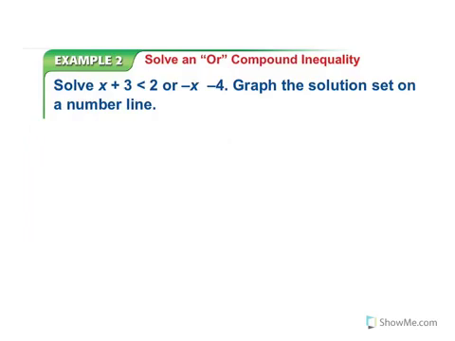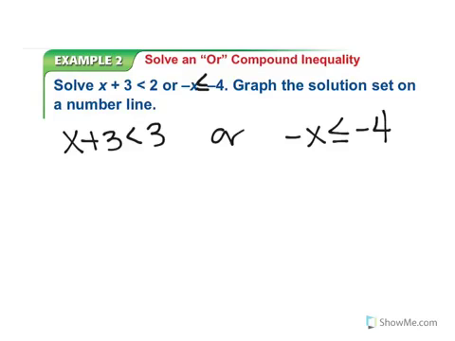Example 2. Solve x plus 3 is less than 2, or negative x is less than or equal to -4. And then we're going to graph the solution set on a number line. So in this case, we're actually going to solve these separately. So I'm going to rewrite my inequalities and solve separately. So in the first one, I'm going to subtract 3 from both sides. And that's going to give me x is less than -1.